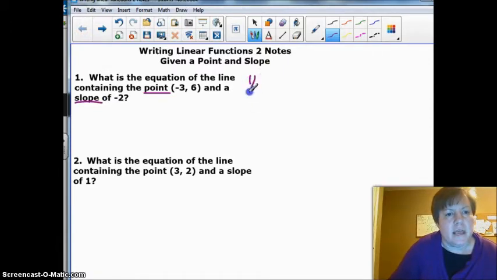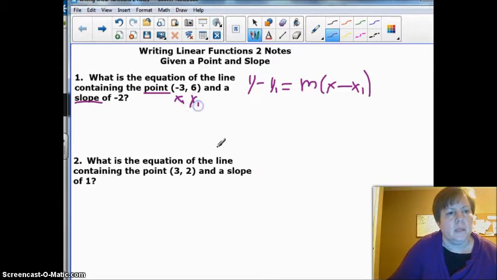And then what we're supposed to do is label the point as being x1 and y1. Okay, so since the first is the x, that's our x1. And since the second is the y, that's our y1. All right, and then slope is our m. Right?